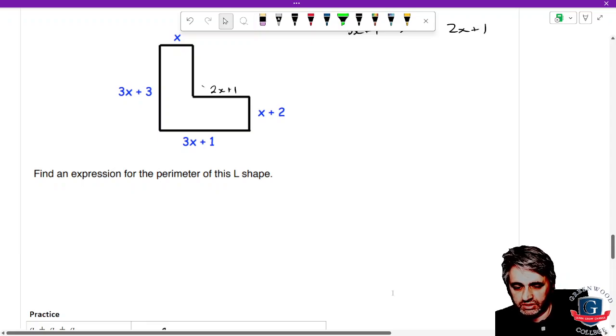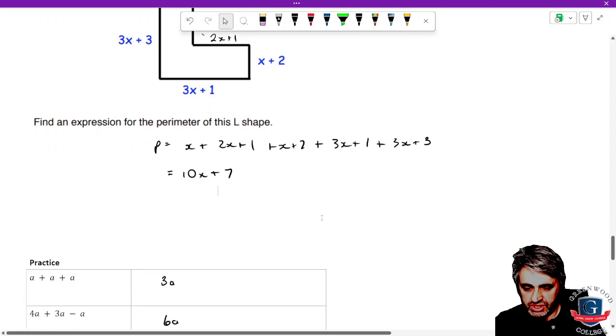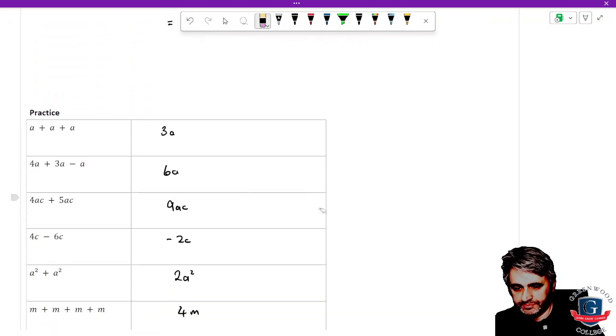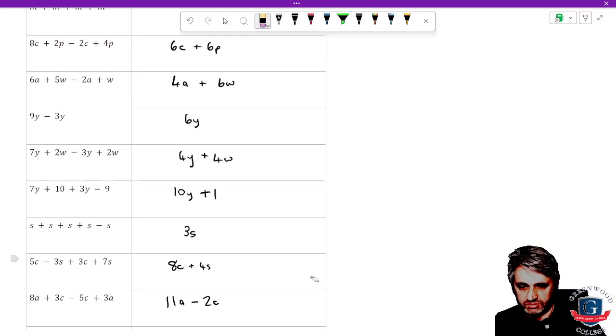Let's see if I got it right. P equals x plus 2x plus 1 plus x plus 2 plus 3x plus 1 plus 3x plus 3. Going around the shape, x, 2x, 3x, 4x, 7x, 10x. And the numbers: 1, 3, 4, 7. There you go, there's the perimeter of the shape. Oh, here we go again. Yeah, let's get rid of them all so I don't have to do this multiple times.